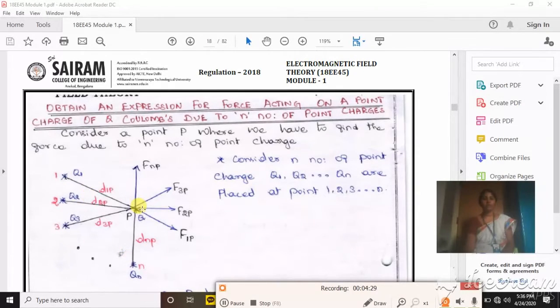While writing it, F is the representation for force, and afterwards, for whatever suffix we write, first we have to write the cause number and second the effect number. So the force due to charge 1, which is the cause, I can write as F1P. Here F2P means 2 is your cause and point P is your effect. Same thing, F3P means 3 is your cause and P is your effect. So likewise, first you have to identify the cause and effect.